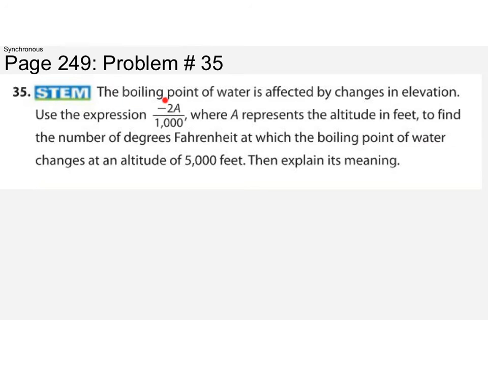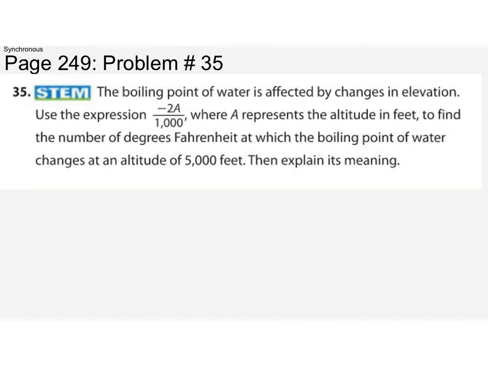Okay, here's our last problem. The boiling point of water is affected by changes in elevation. Use the expression negative 2a divided by 1,000, where a represents the altitude in feet, to find the number of degrees Fahrenheit at which the boiling point of water changes at an altitude of 5,000 feet. Then explain its meaning.